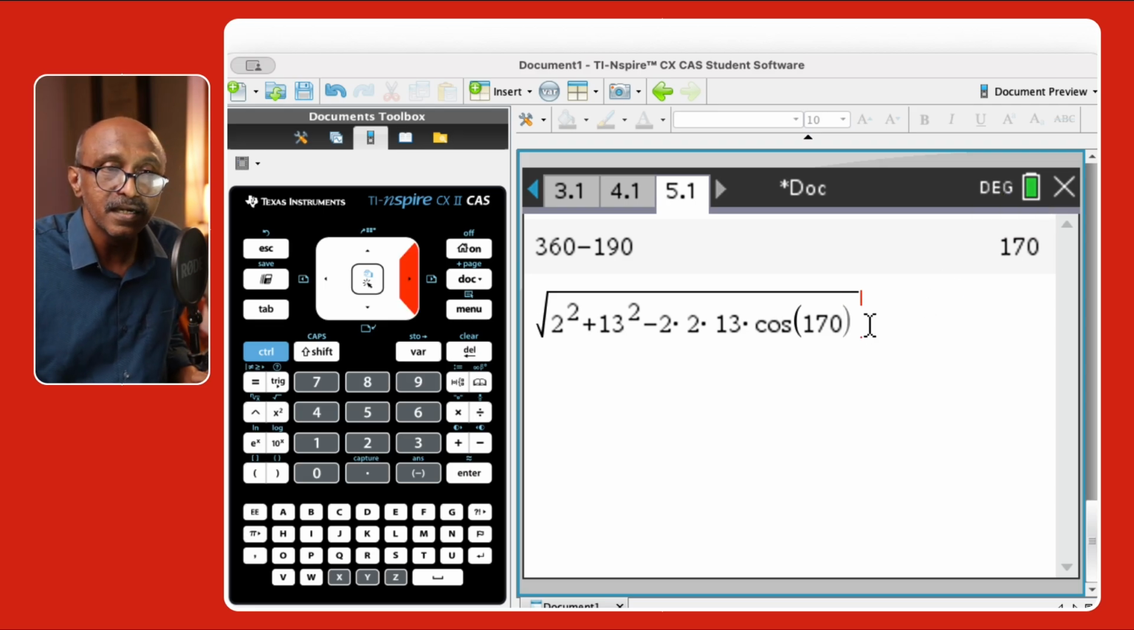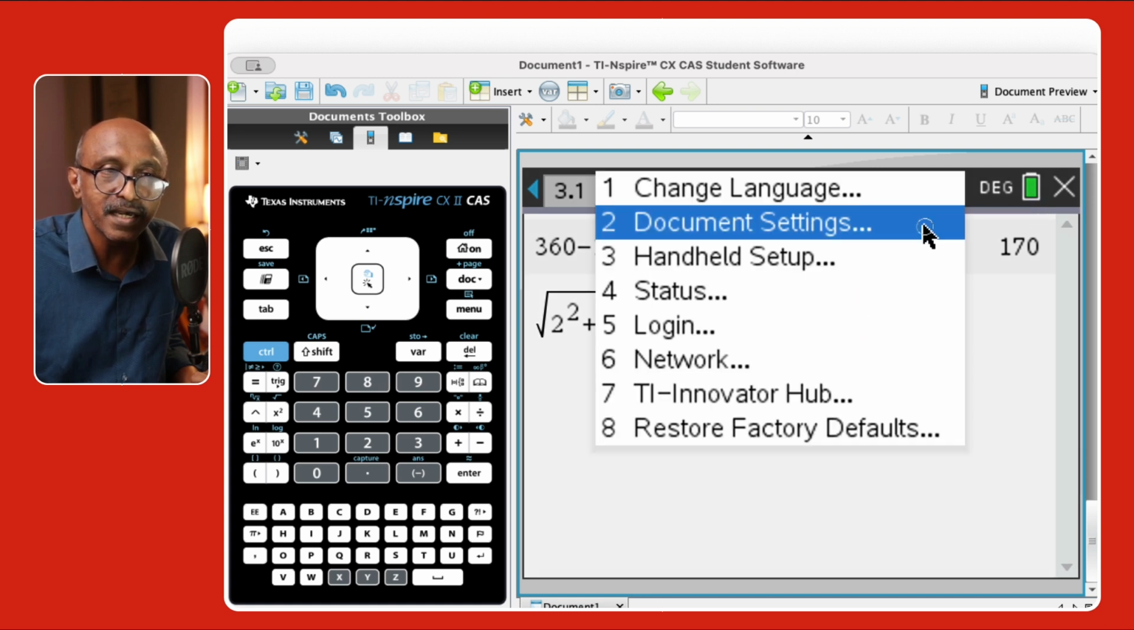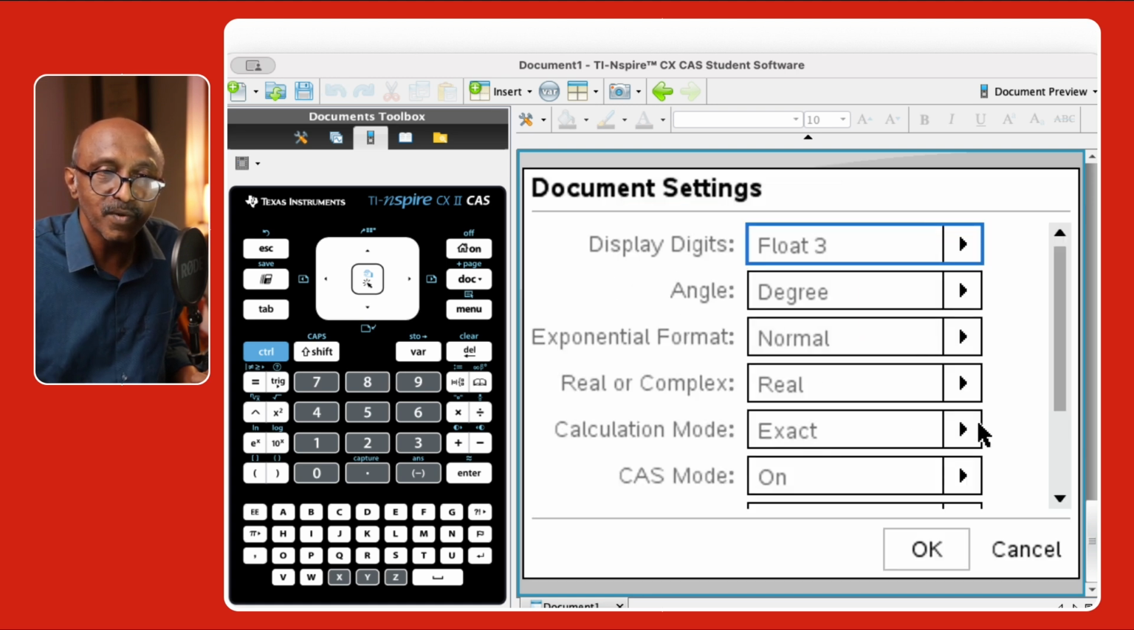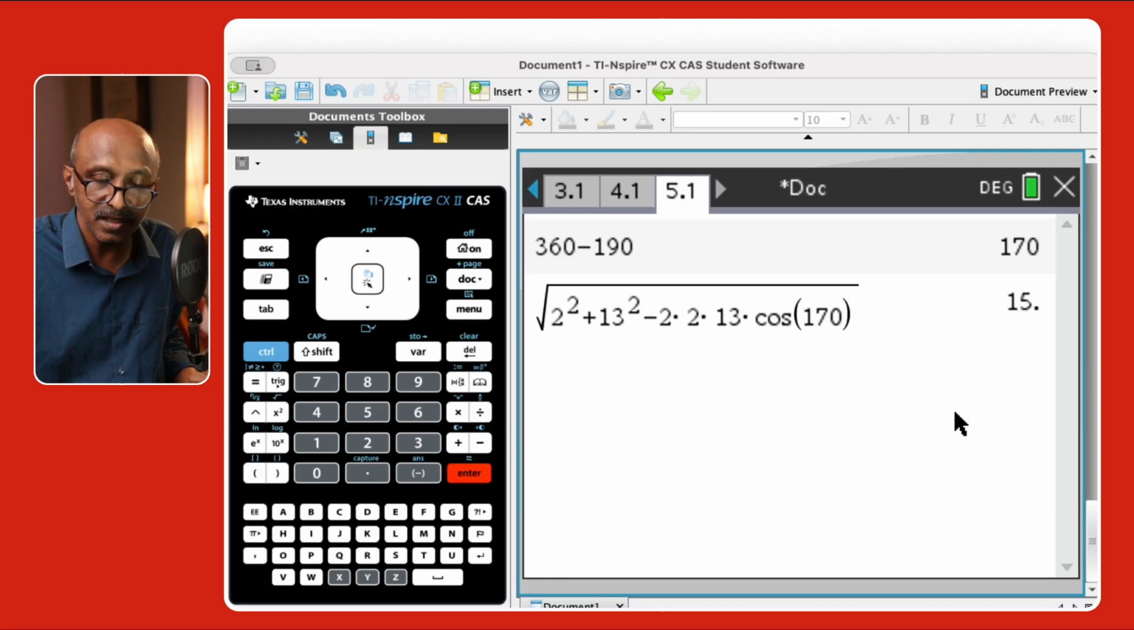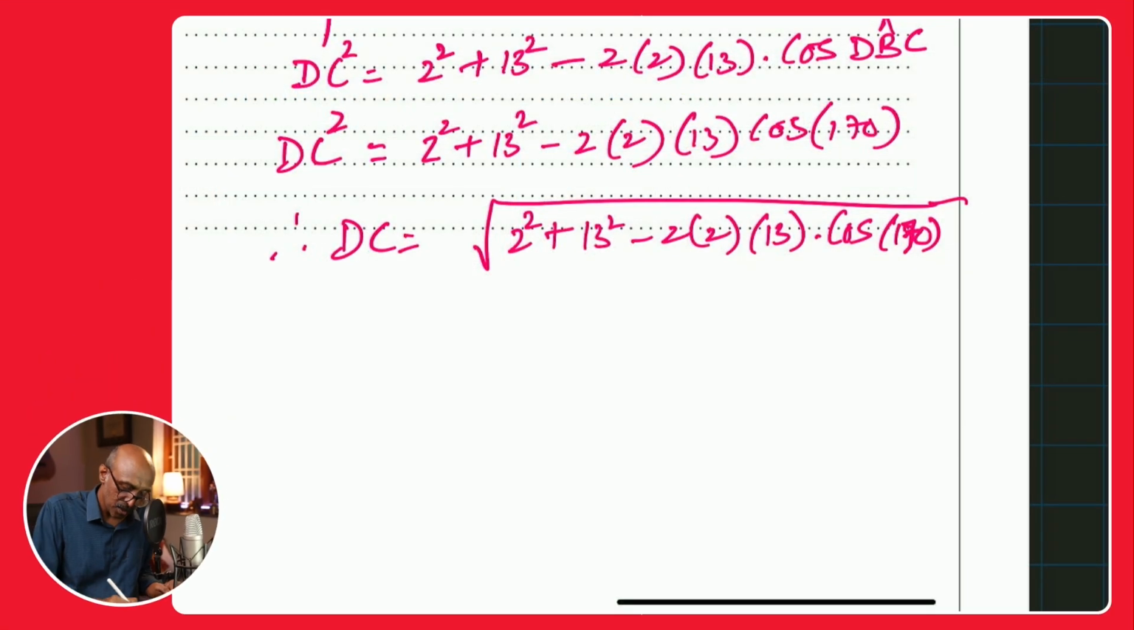And when I hit enter, I think it'll give me an exact value because I didn't change that setting. Let me go and check that again, all right? So yeah, it's in exact mode. So let's go to approximate. Okay, and now when I hit enter, it will give me 15. So coming back to our notes page here, and that is 15.